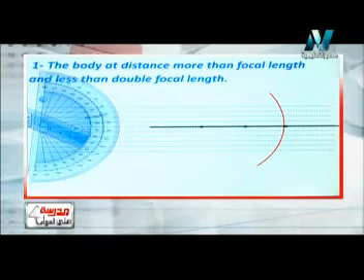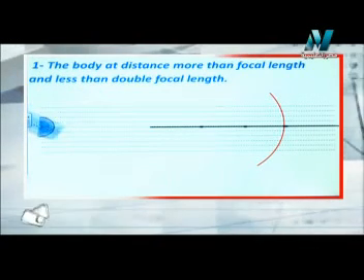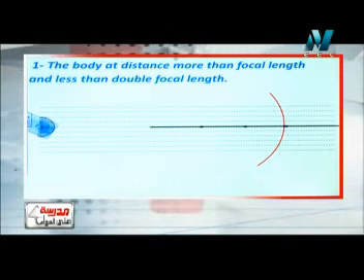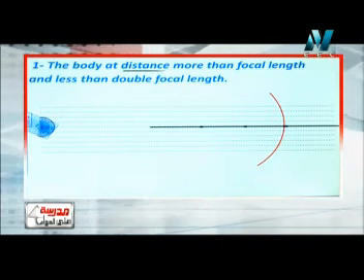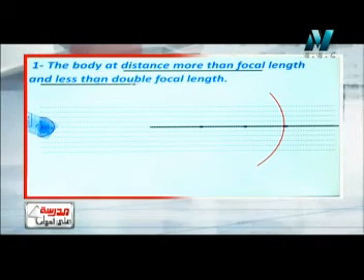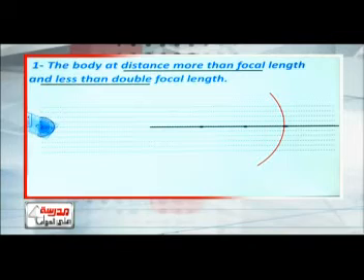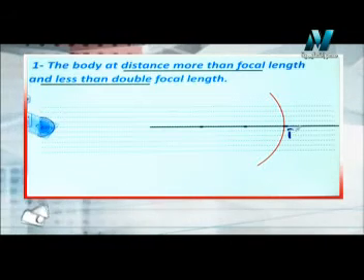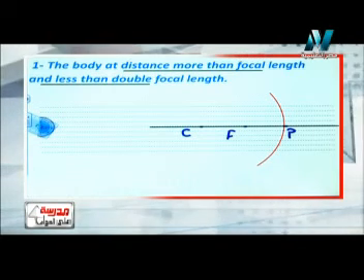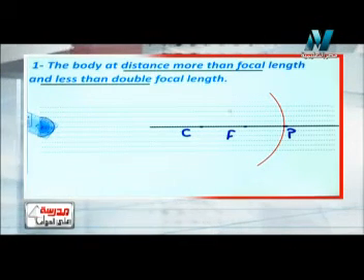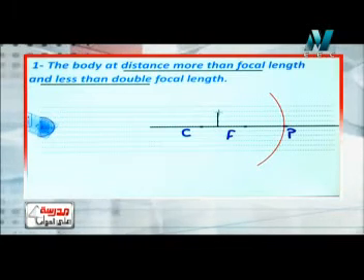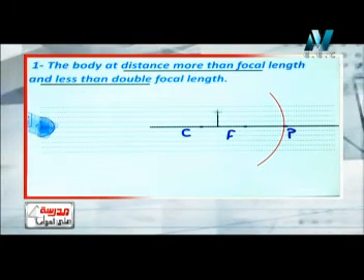Okay? We know we need now the object. Object at distance أقول more than focal length but less than double focal length. So here we have P, F and C. Object at distance more than focal length but less than double focal length, so the object between F and C. Here, the object.